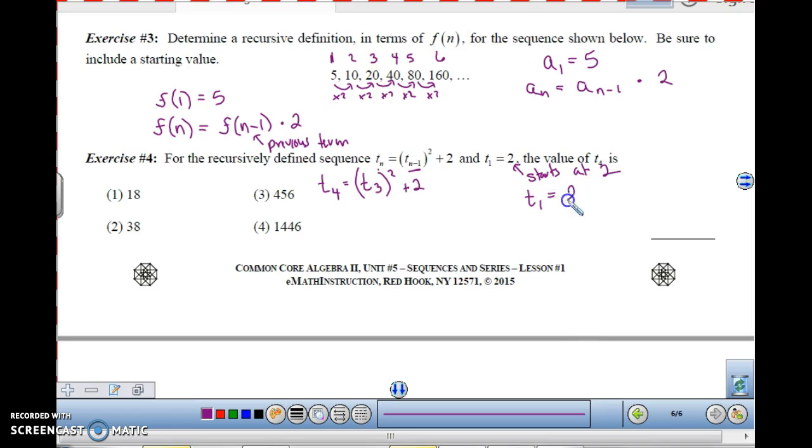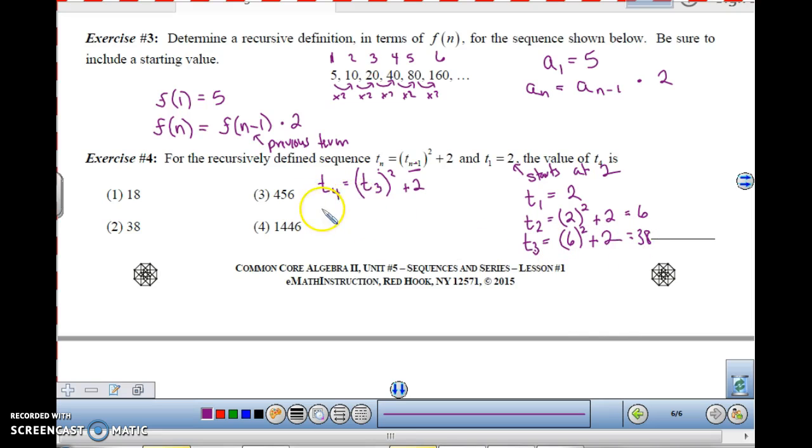We know the first term is 2. What would be the second term? Well, according to this, it says take the previous term. Well, that would be 2. And square it and add 2. 2 squared is 4 plus 2 is 6. So the second term would be 6. Let's repeat that. What's the third term? To know the third term, we need to know the second term squared. Here's the second term, squared, plus 2. 36 plus 2 is 38.